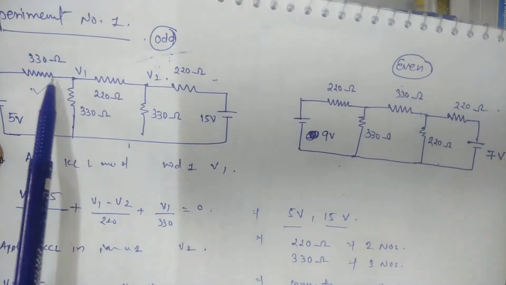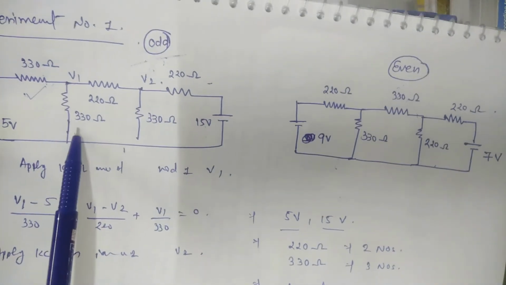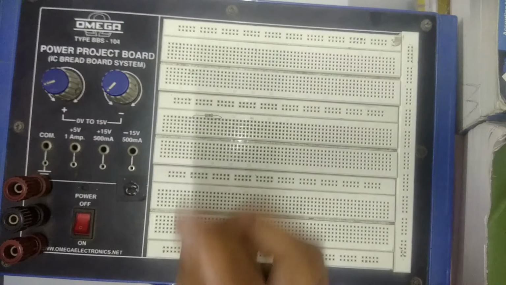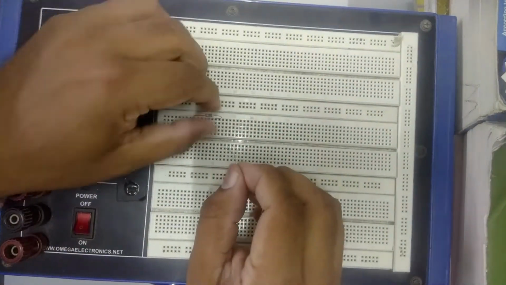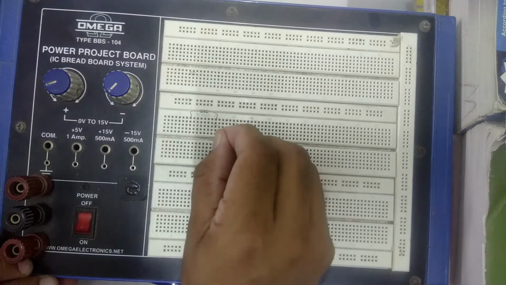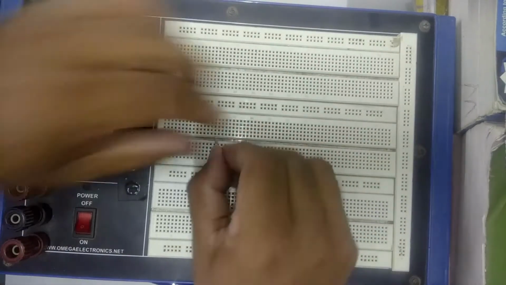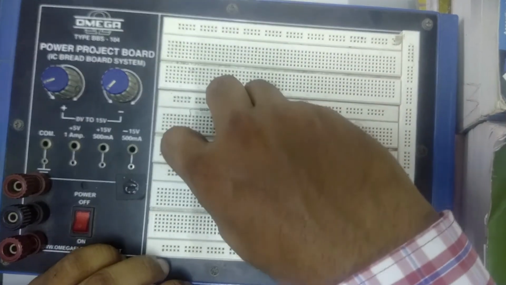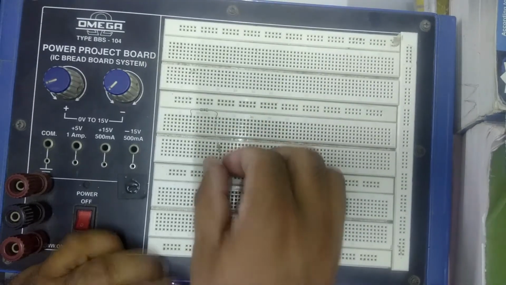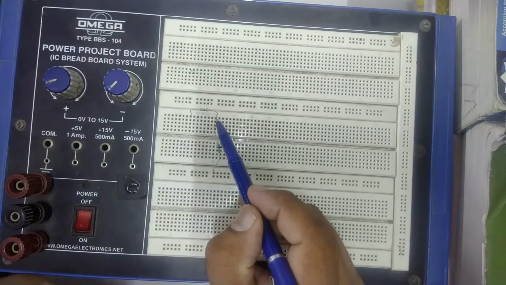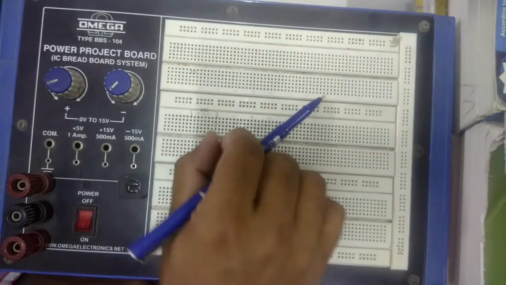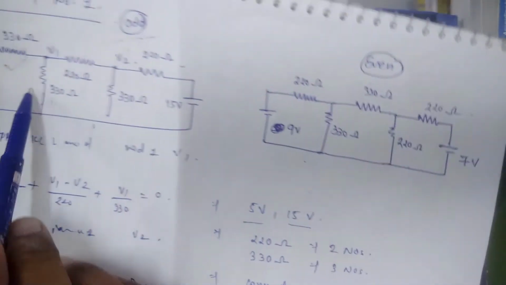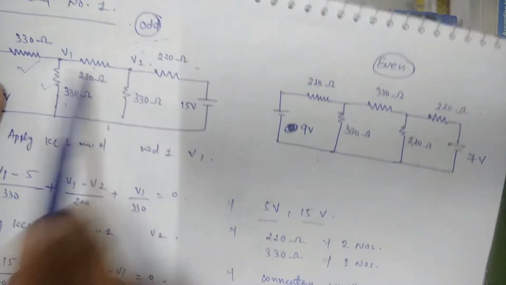The leg of this 330 ohm resistor is connected with another 330 ohm resistor. So I will take this 330 ohm resistor and connect it like this. I have connected the 330 ohm resistor in this way. Then there is a 330 ohm resistor again connected. Now I want to connect the 220 ohm resistor.